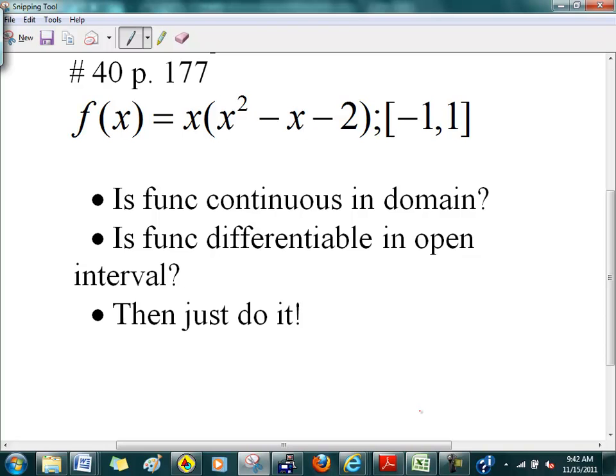Okay, so in A, answer the question. Is the function continuous in the domain? Why? Nice. Is it differentiable? Yes. Same reason. So when I say just do it, I want you to find c such that f prime of c satisfies the mean value theorem.